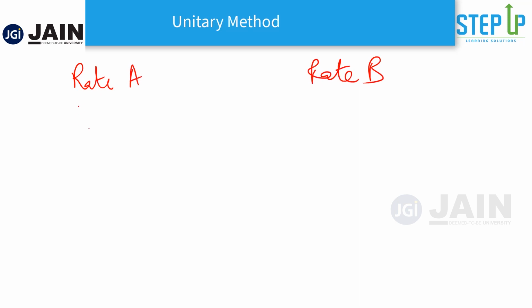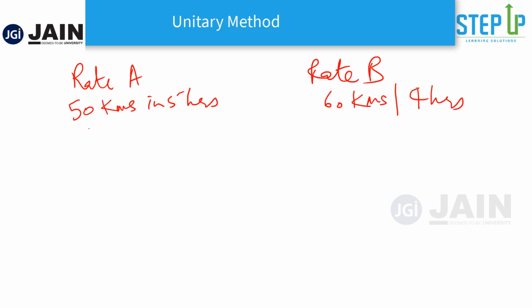One says, I can drive my vehicle and travel, let's say, 50 kilometers in 5 hours. The other says, I can travel 60 kilometers in 12 hours. So the question is, how do you find out which one is faster? What is the rate actually?